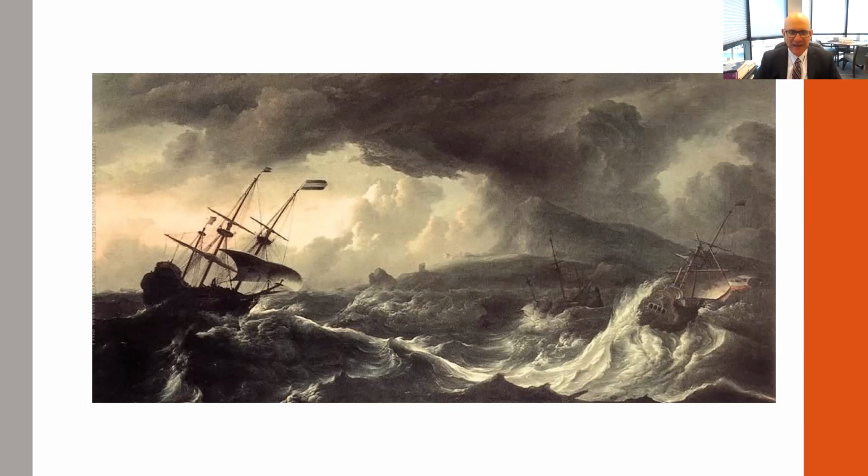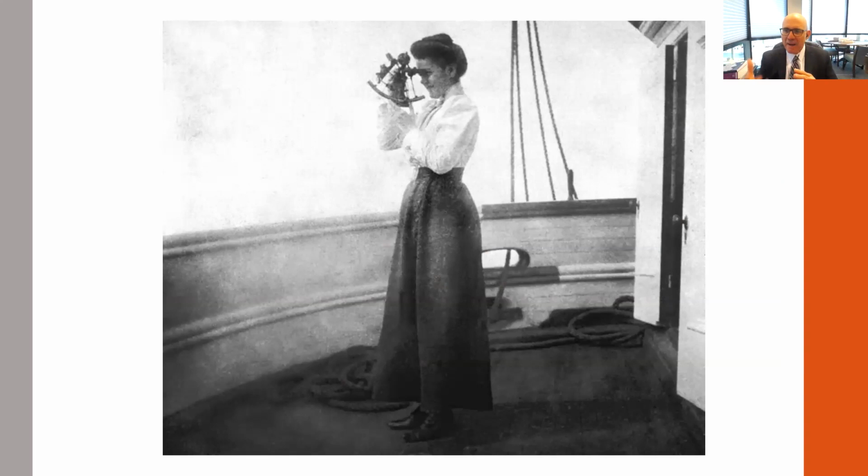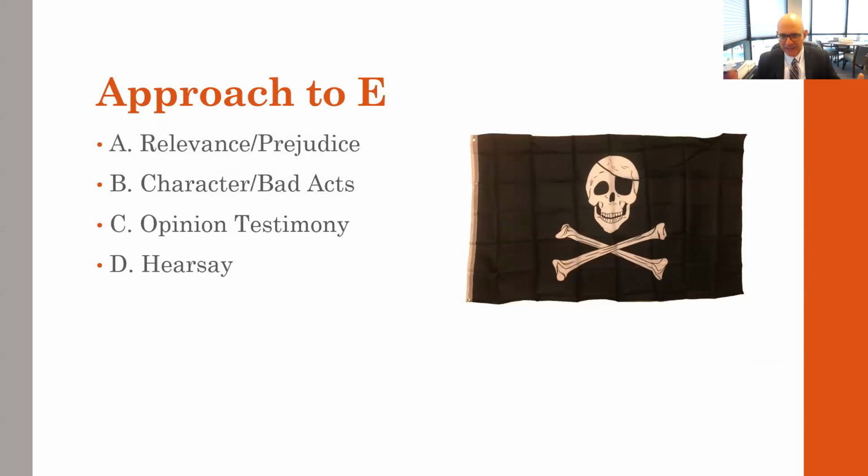What I tried to provide here is a compass, a sextant, to help us navigate those troubled waters. In talking about a framework for evidence, it's impossible to cover everything evidence related, so my goal is to cover the big four. We can debate whether another issue, say authentication, may be more important, but clearly we would all agree that these are huge topics in evidence: relevance and prejudice, character evidence, opinion testimony, as well as hearsay.